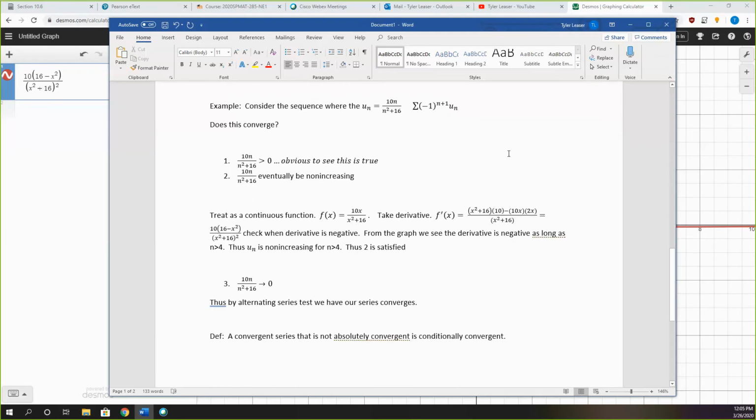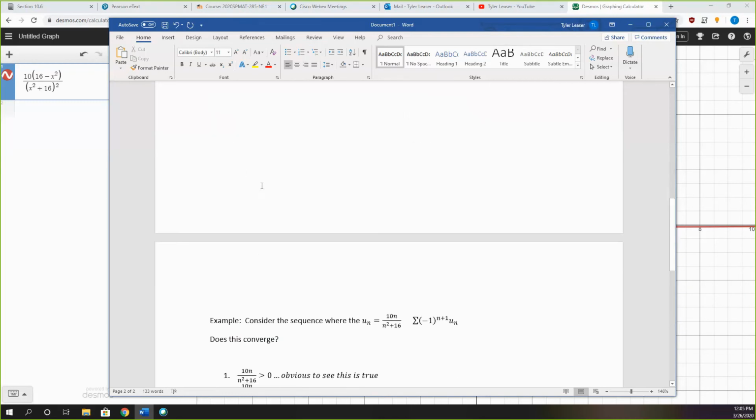I have one little bit more complicated of an example down here. Consider the sequence where u sub n is 10n divided by n squared plus 16. Of course, we're going to be looking at the series of negative 1 to the n plus 1 times these u sub n values. The question is, does this converge? To see if this converges, this is an alternating series, so we're going to use the alternating series test.